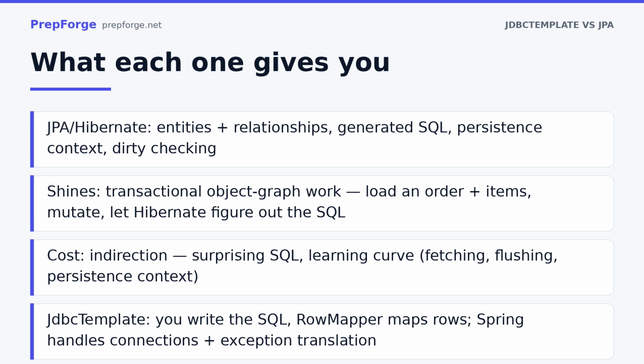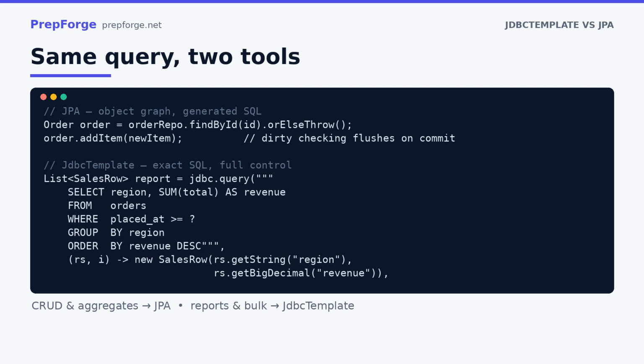JdbcTemplate sits close to the metal. You write the SQL yourself, provide a row mapper to turn rows into objects, and Spring handles connection management, statement preparation, and exception translation. Look at how naturally each tool fits its job.